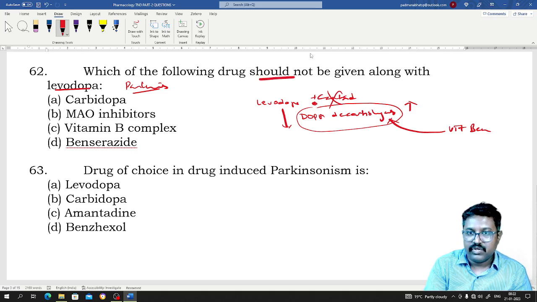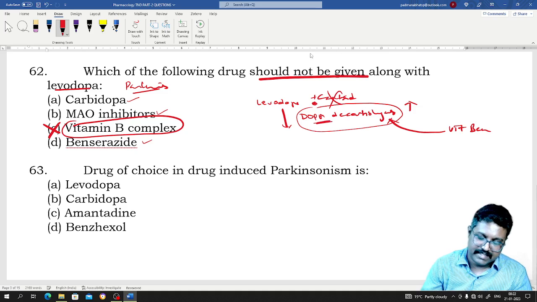They are asking which should not be used. You can use carbidopa along with levodopa, MAO inhibitor yes, benserazide yes, but not the vitamin B complex, because it is going to increase the activity of peripheral dopa decarboxylase.